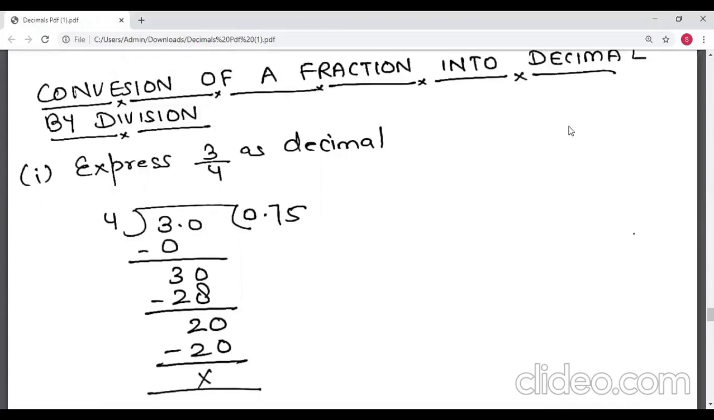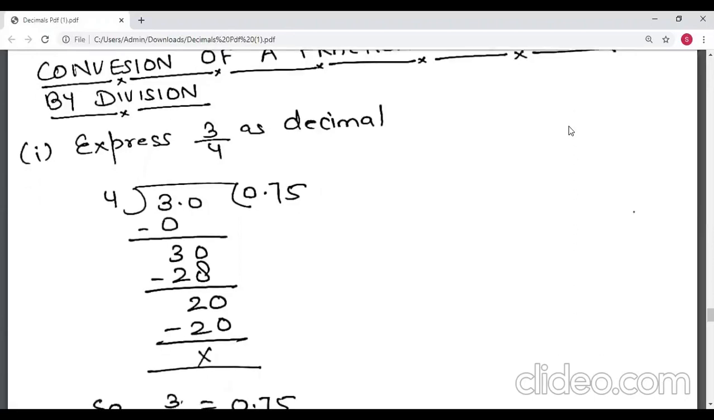3 4 zeros are 0. Then we'll copy out the number 30. Put the decimal. 4 7s are 28. Then again subtract out the number and copy the 0. Then 4 5s are 20. So the answer will be 0.75.